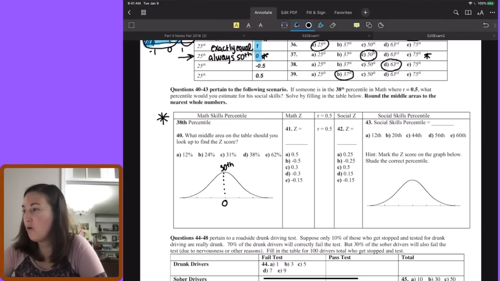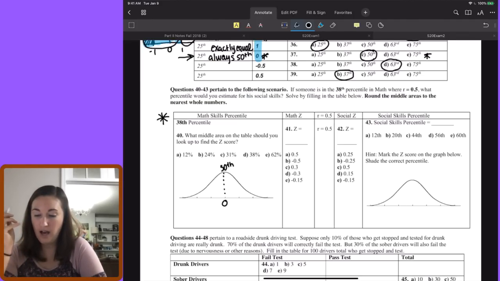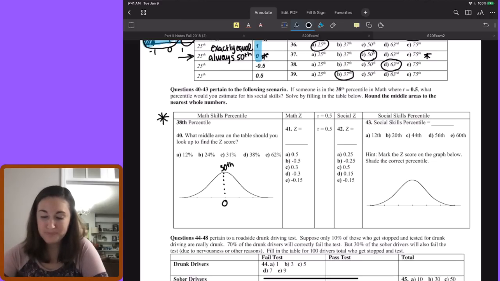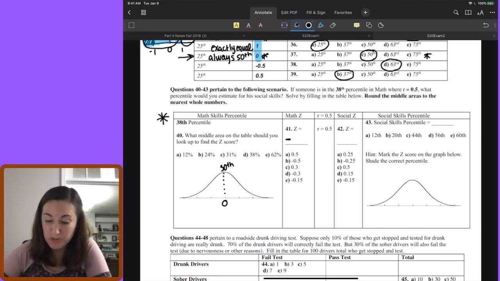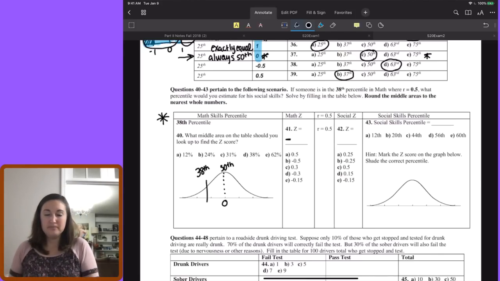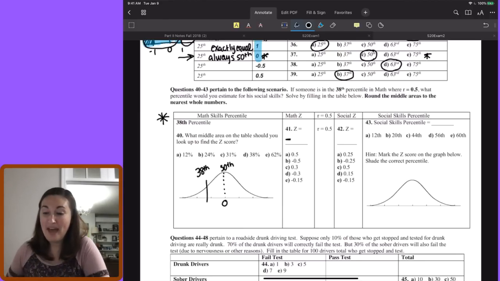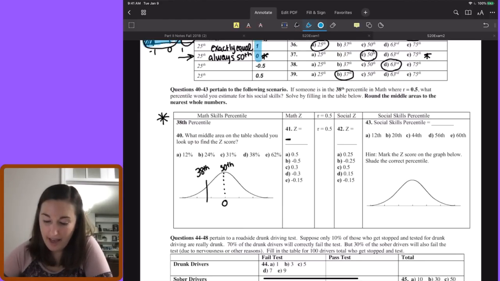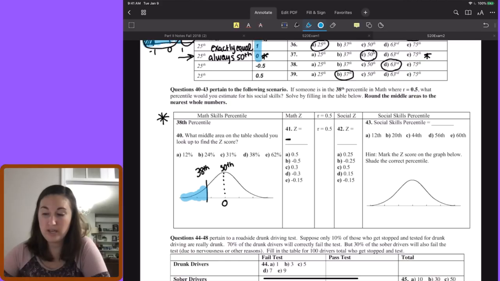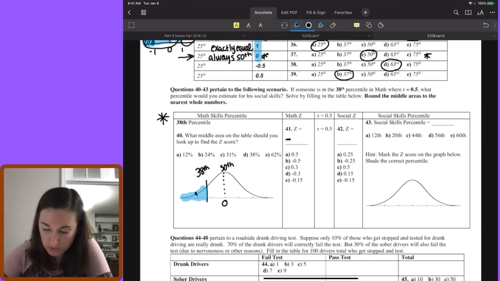Okay, so I'm going to go ahead and find the, well, I guess it's asking me a question. What middle area on the table should you look up to find the z-score? So I'm going to find the z-score. I know that my z-score right away is going to be negative, right? Because 38th percentile is going to be somewhere over here. And what that means is that the area to the left of this negative z-score is 38%. So this is 38%.